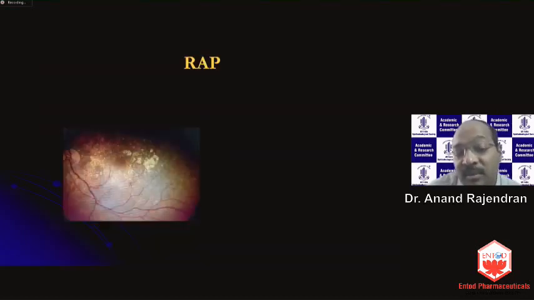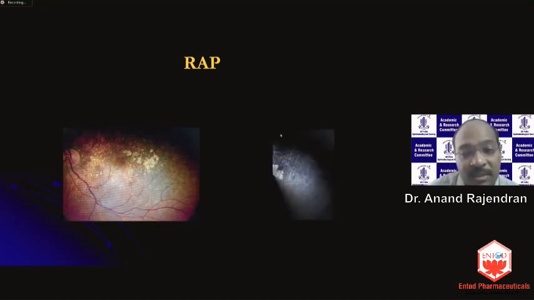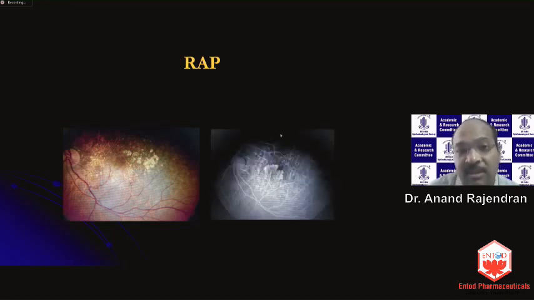RAP lesions are one place where angiography is very useful. This is a rarer form of macular neovascularization, the type 3 CNV. The florid neovascular network, as you can see here beautifully, emanates from the retinal circulation.